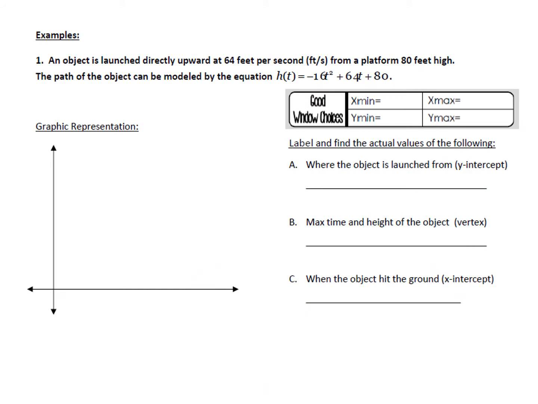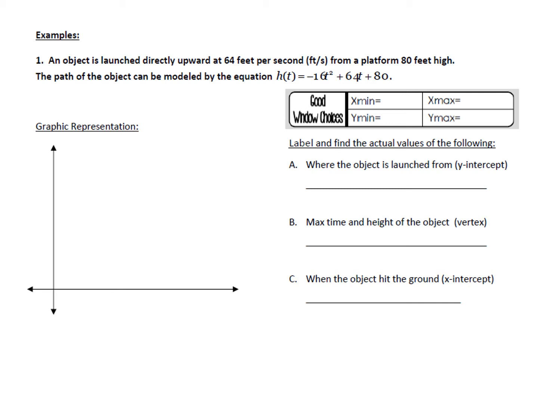All right, so some examples. It says an object is launched directly upward at 64 feet per second from a platform 80 feet high. The path of the object can be modeled by the equation h of t equals negative 16t squared plus 64t plus 80.